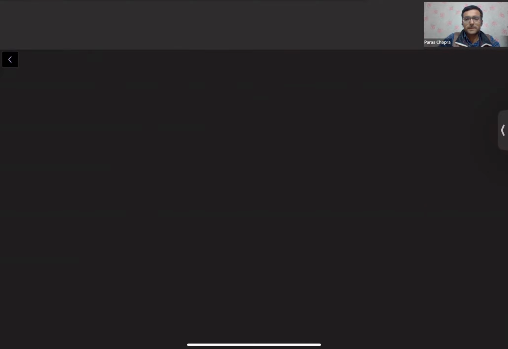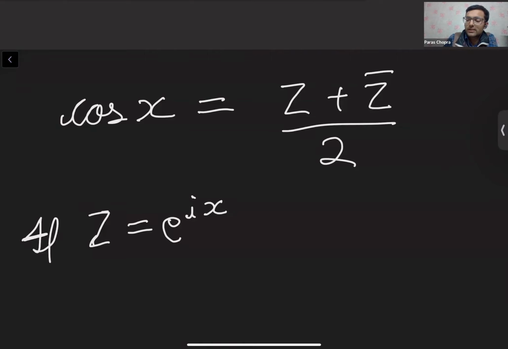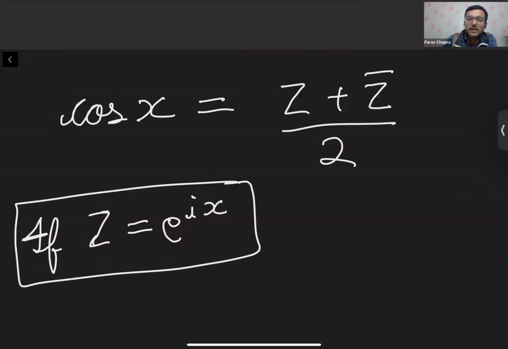Okay. So let's do some properties of complex numbers. So first property is cos of x is equal to z plus z bar divided by 2. Can you prove this? Where z is equal to e to the power I theta. So you are given that the complex number z is e to the power ix. You have to prove the above identity.